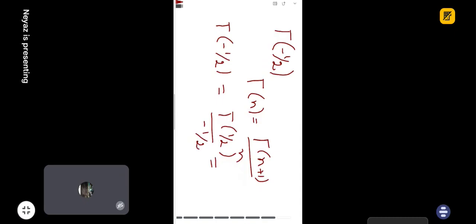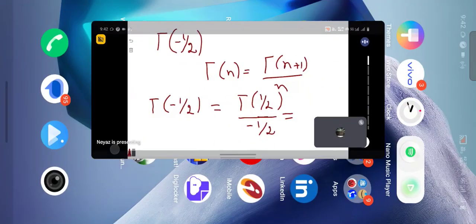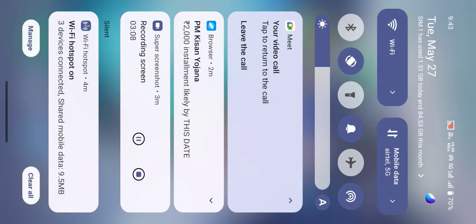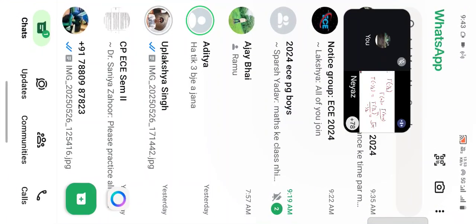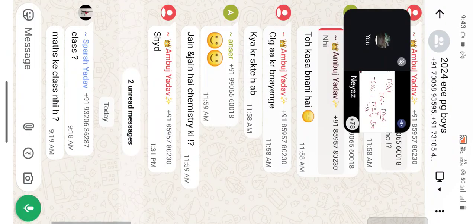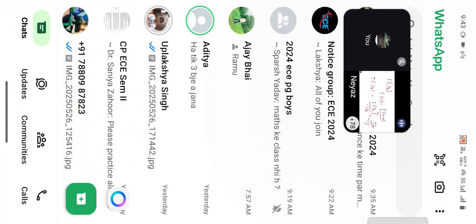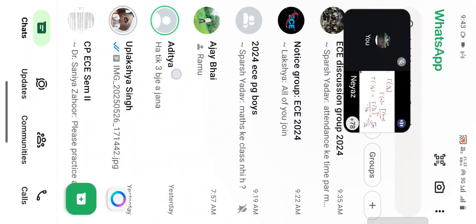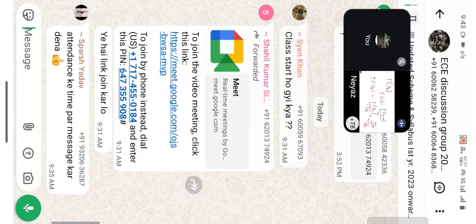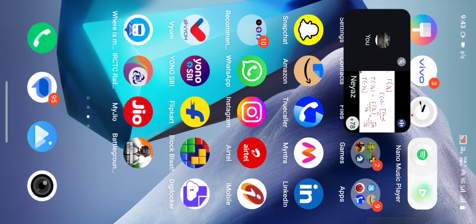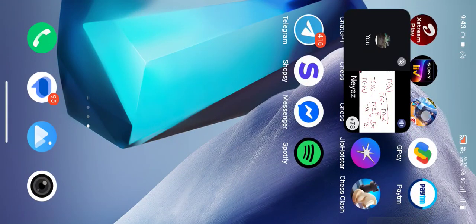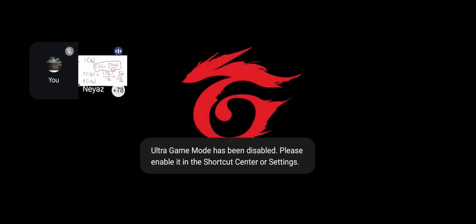But you don't know gamma half. Gamma half we will find in the later part of the class. For the time being, you assume that gamma half is root pi. Root pi divided by minus half. Therefore, we found that gamma minus half is defined, not directly from the definition, but from this recurrence relation.